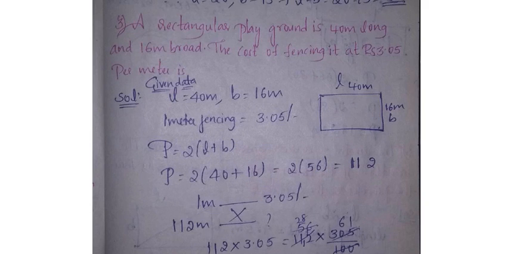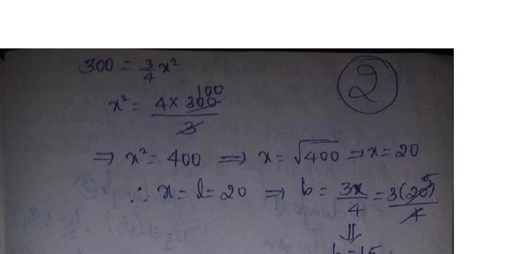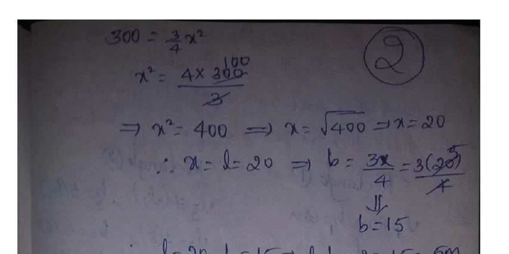I have simplified here, you see. 300 equal to 3 by 4 x into x. If I multiply, what will happen? 3 by 4 x into x means 3 by 4 x square. X square equal to, if I send 4 to the other side, what will happen? 4 into 300 divided by 3. If I do cancellation, 3 ones are 3, 300s are 100. So x square equal to 4 into 100 is 400.